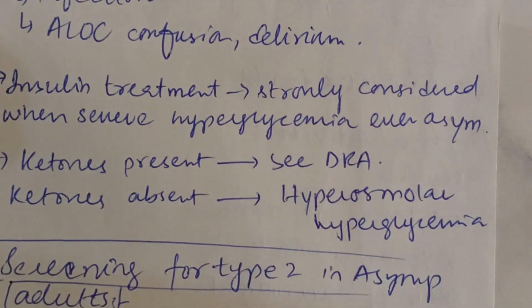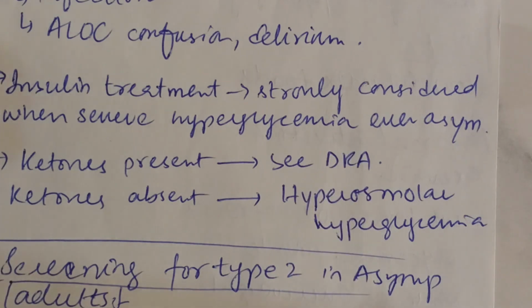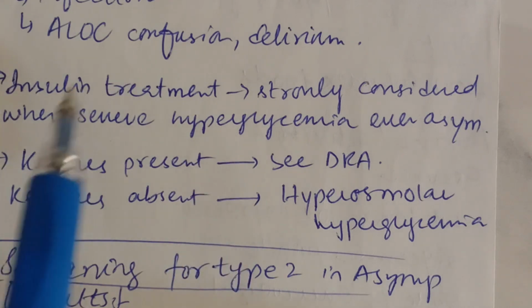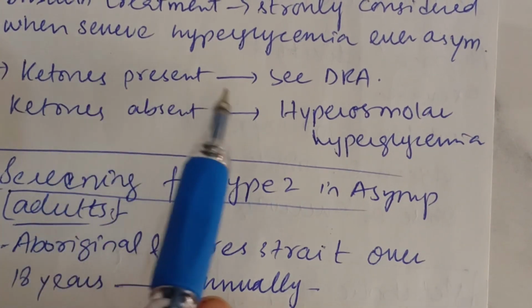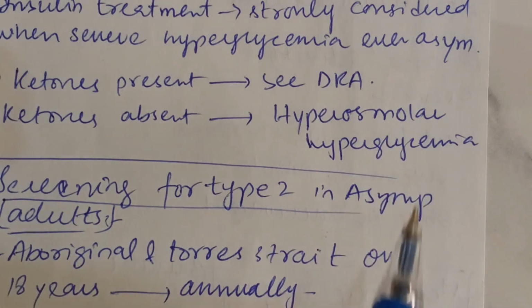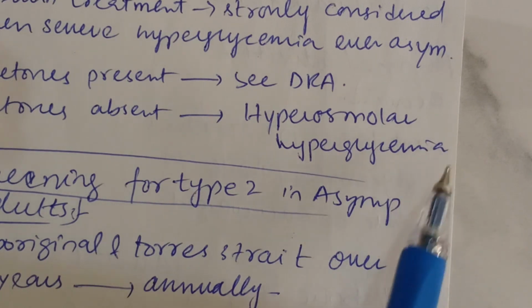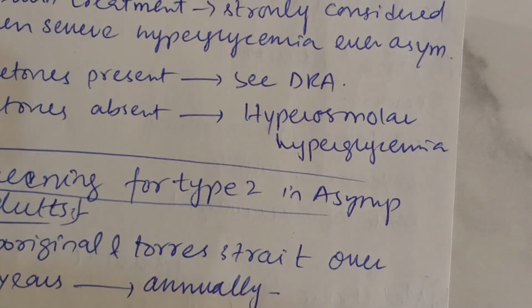Insulin treatment is strongly considered when there is severe hyperglycemia, even if the patient is asymptomatic. Right? Even if the patient does not have any symptoms of diabetes, but he has severe hyperglycemia, we are going to give him insulin treatment. If the patient has ketones present, we would go towards diagnosing DKA. And if the patient does not have ketones and has severe hyperglycemia, we are going towards hyperosmolar hyperglycemia.